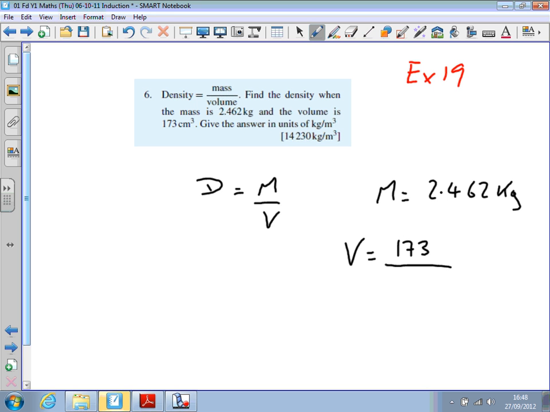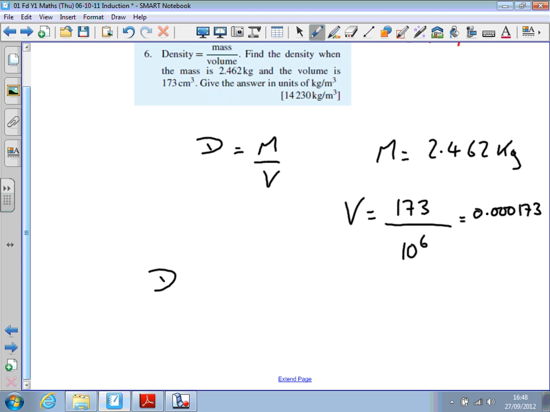A million, 100 times 100 times 100, 10 to the 6. You don't really need a calculator for that, you just shift the point back 6 places, 0.000173. So for this particular question, now that I've put the values in, the density is going to be 2.462 divided by 0.000173. Okay? So that was the trap in that one.